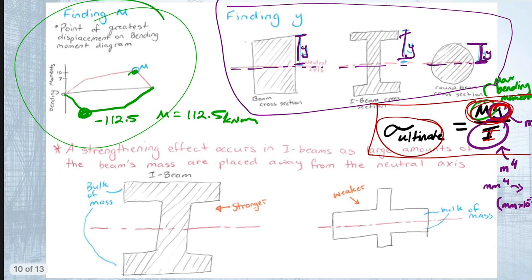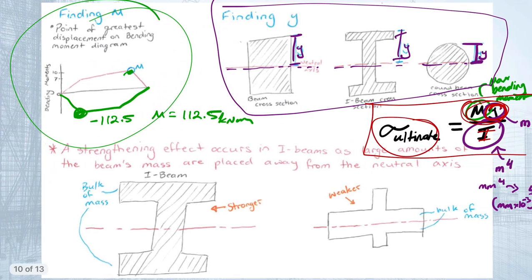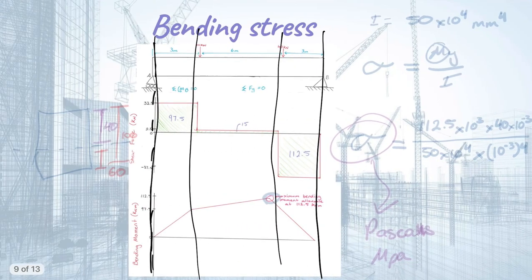So let's do a sample calculation, taking all of this into effect. If we go back to our diagram here, and they asked you to find the ultimate bending stress in our beam, and they've told you that I equals 50 times 10 to the 4 millimeters to the fourth. So our calculation would go like this. Ultimate bending stress is equal to My on I. You can find that on your formula sheet.